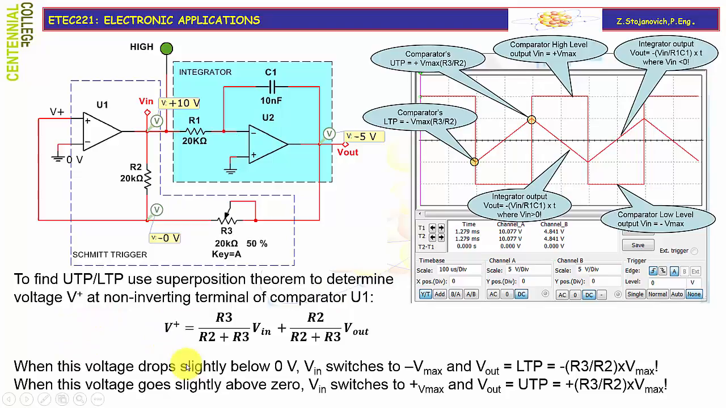Now when this voltage drops slightly below zero, then Vn switches to negative Vmax. And the output voltage, in this case, will reach the lower threshold point, which is negative R3 over R2 times Vmax. That's the lower threshold point. However, when this voltage goes slightly above zero, then the output of the comparator switches to positive Vmax, and the output voltage reaches the upper threshold point, which is positive R3 over R2 times Vmax.